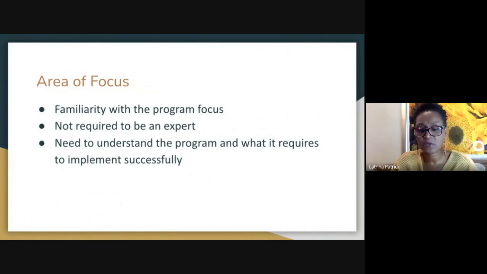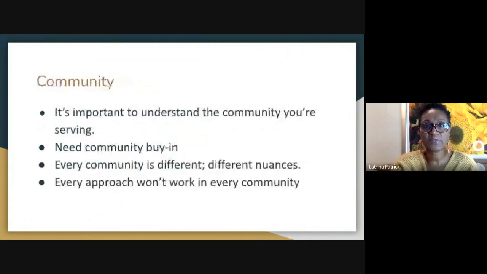So not only does the organization need to have some knowledge of the area, it helps if the grant writer has some familiarity with the area as well. So you need to understand the program and what it requires in order to be able to help implement it successfully, or at least to ensure that the organization is able to implement it successfully. So that's what we're talking about in the area of focus.